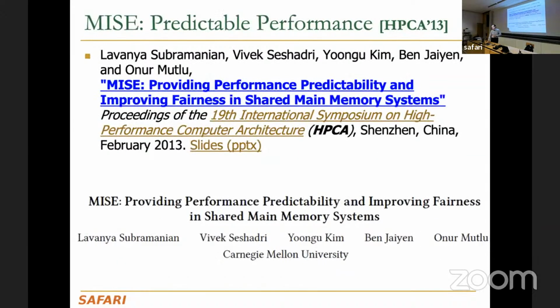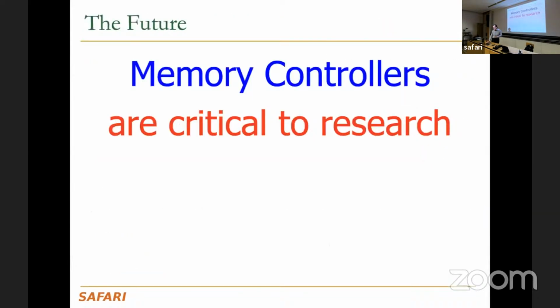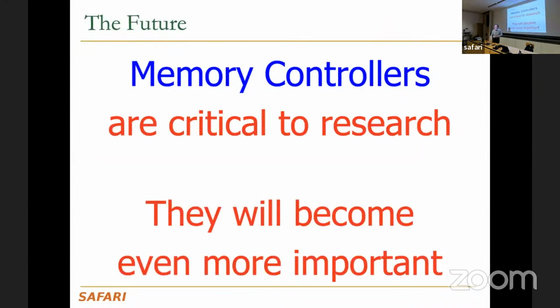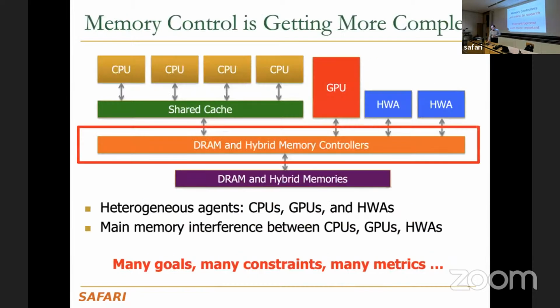And then there's also predictable performance. If you really want to predict the performance of an application, we've developed methods for estimating slowdowns, for example, in these works. So my takeaway is, I think memory controllers are really critical to research, and they will become more important. The question is, are we really designing them in the best way?